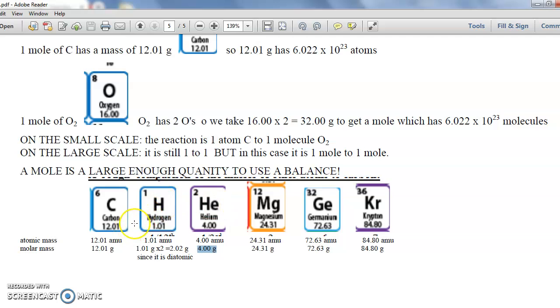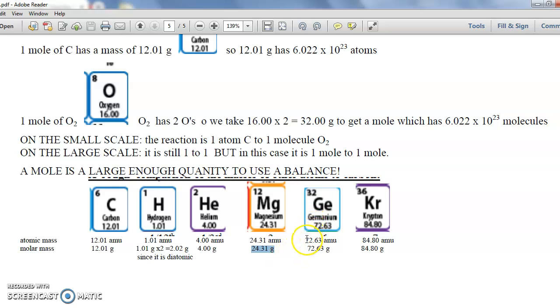Magnesium. The magnesium atom is about twice as big as the carbon atom. How do I know? The average mass of magnesium is 24.31, carbon's 12. So to have a mole of magnesium, I would need twice the mass of a mole of carbon. I would need 24.31 grams to have a mole of magnesium. If I put 24.31 grams of magnesium on a balance, I would have 6.022 times 10 to the 23rd magnesium atoms. I would have a mole.